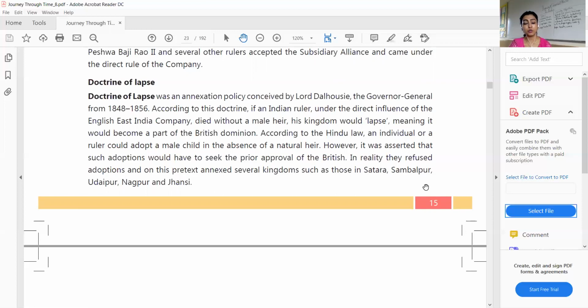But the British, what did they do? They hardly gave any permission, because they knew that if they gave permission, they would not be able to have direct control over that place. So that is what it is said. In reality, they refused such adoptions. And through this Doctrine of Lapse, the British East India Company captured many kingdoms: Satara, Sambalpur, Udaipur, Nagpur and Jhansi. All these places were captured through the policy of the Doctrine of Lapse.